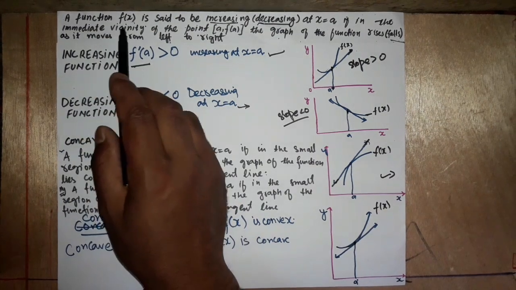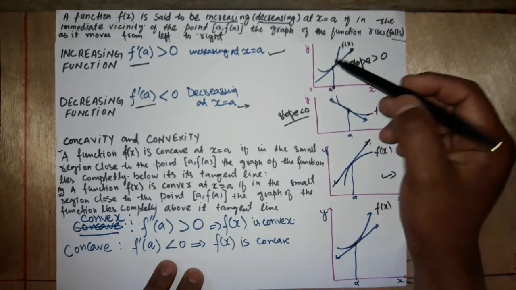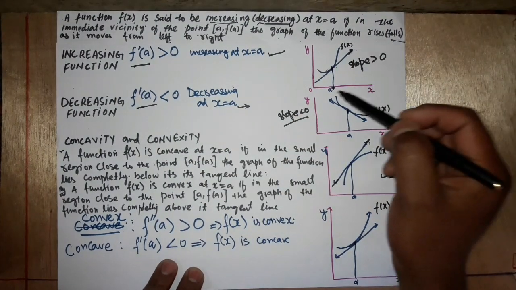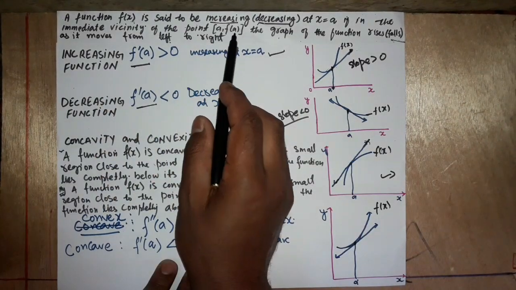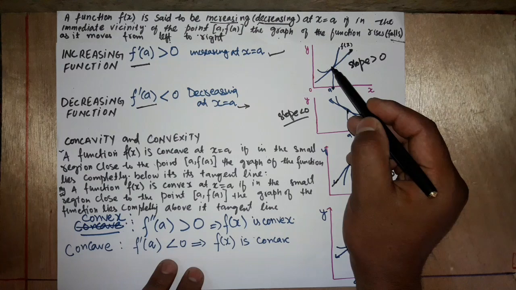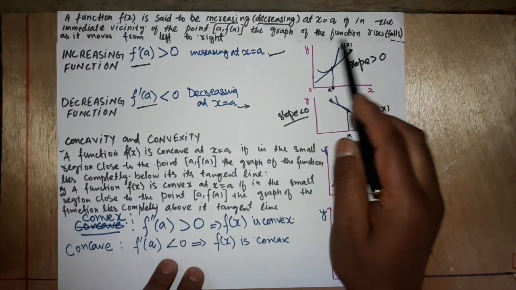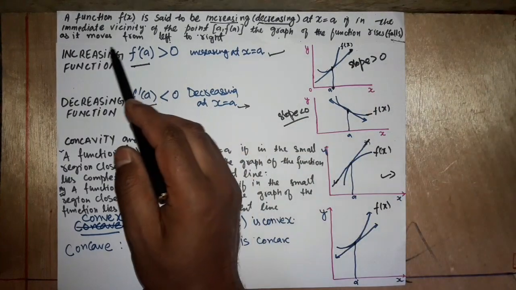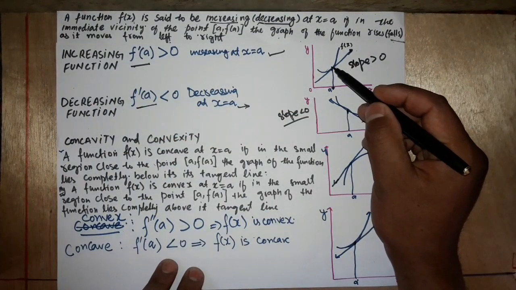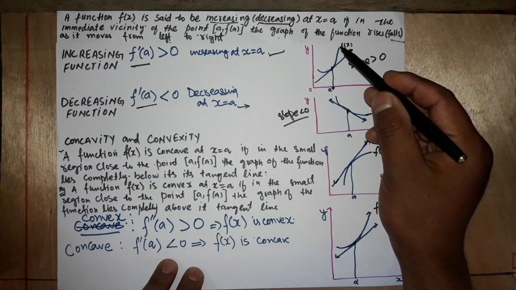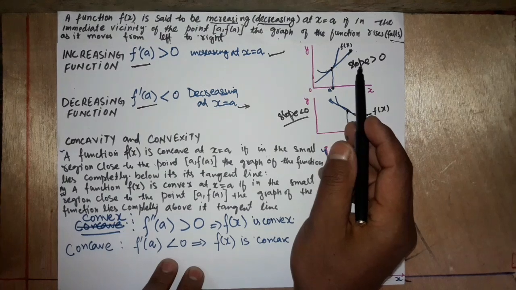Now, a function f of x is said to be increasing at x is equal to a if, in the immediate vicinity of the point a, f of a, at close to that point, the graph of the function is rising as one moves from left to the right. If at this particular point the graph of the function is rising as we move from left to the right, then I will say this is the increasing function.